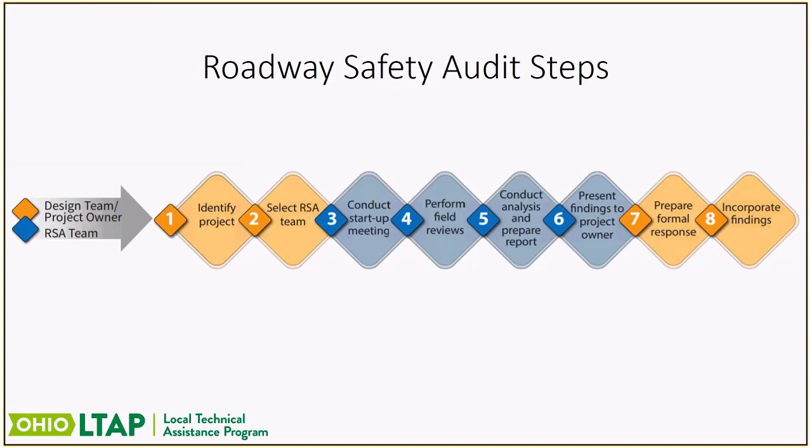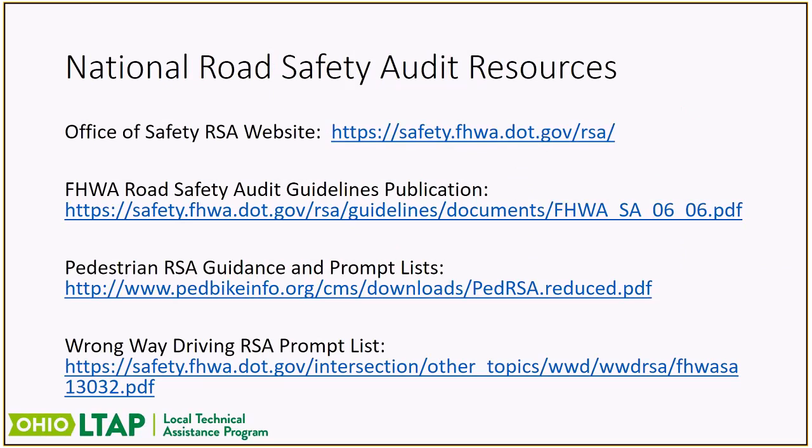So again, we've gone over all 8 steps in the road safety audit process. There are a lot of national resources available out there. If you want to, do a Google search, we've got some links here and in our tech transfer toolbox where we've pre-screened information for you to help you with that search. One thing that I'll note on this slide is we also have some prompt lists that were created by the Ped Bike Center, for when you're doing RSAs for pedestrians or bicyclists, and we've got prompts for wrong way driving issues, if you're going to go out as an RSA team to look at that.